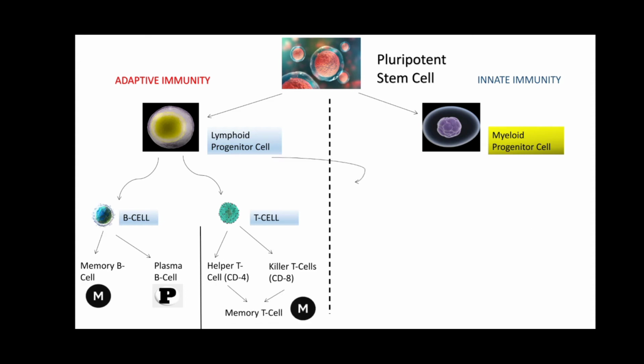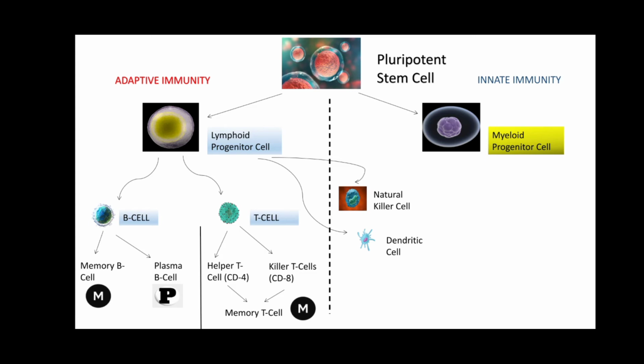Coming to the exceptions of lymphoid progenitor cells, first is the natural killer cell, which comes into the innate immunity, and also a dendritic cell. It is the antigen presenting cell. It also comes into innate immunity.